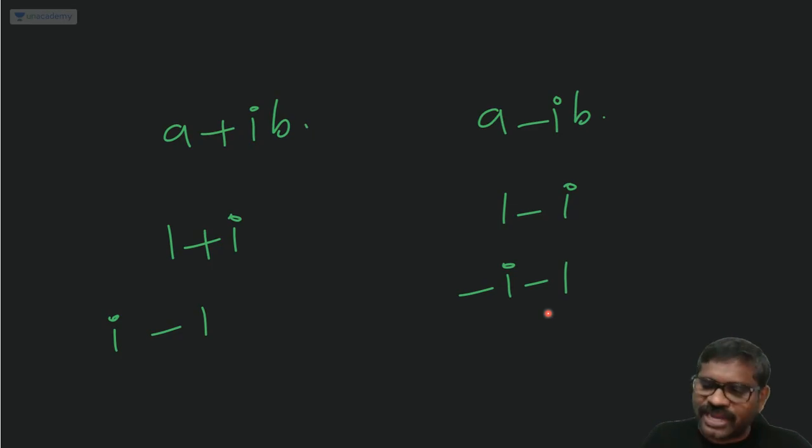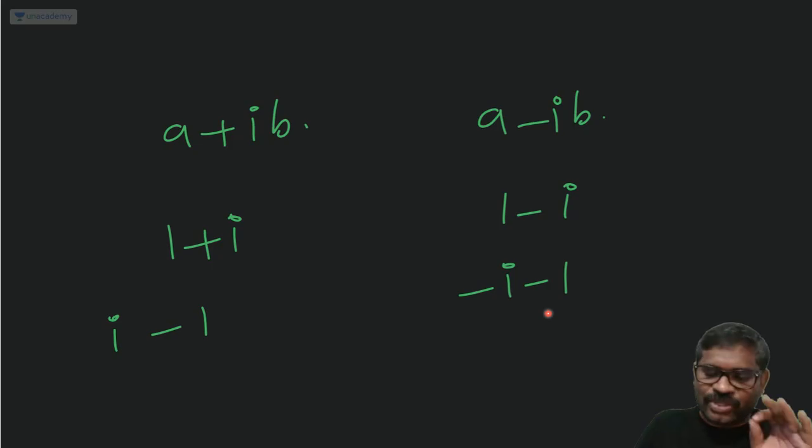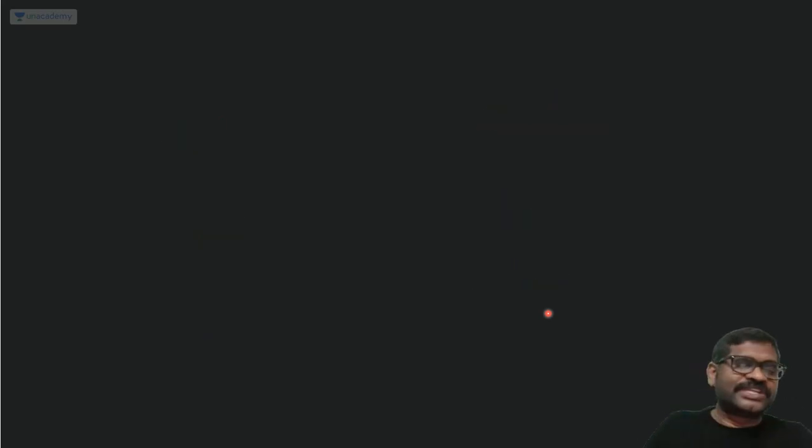If you write the conjugate of a complex number, the sum of the two conjugates must be real. The product of the two conjugates must be real. Keep in mind, if you write the conjugate of a plus ib as a minus ib, and you add a plus ib and a minus ib, the sum must be a real number. The product must be a real number. Right. Now come to the definition.